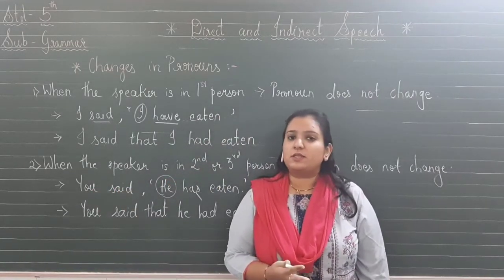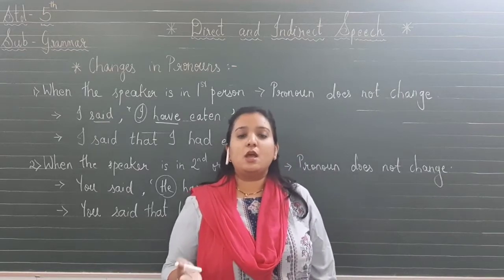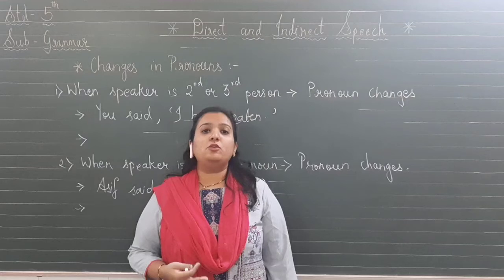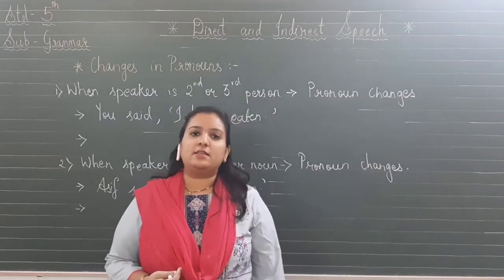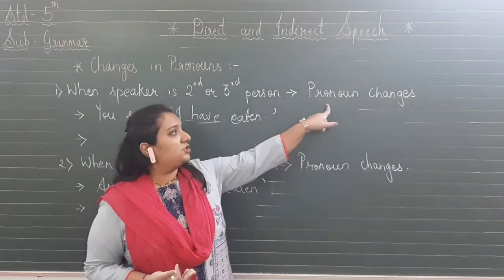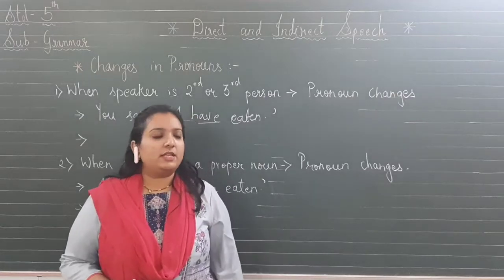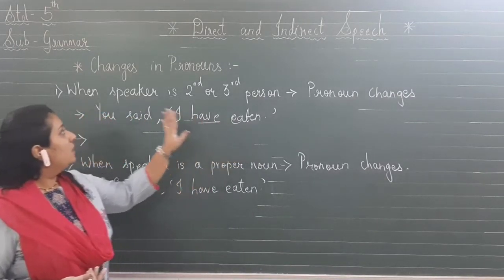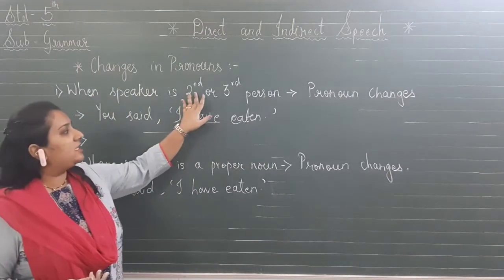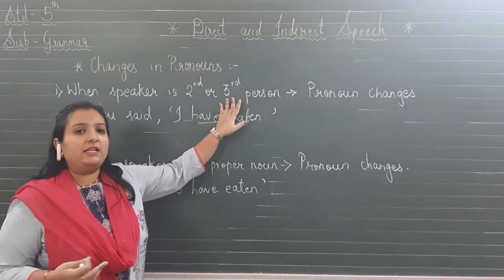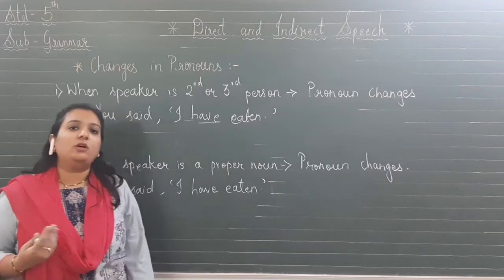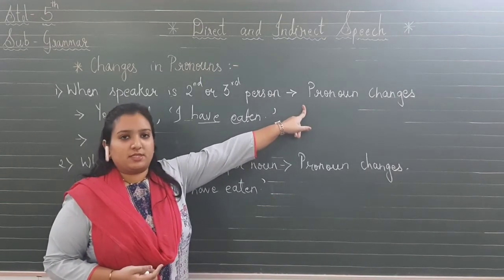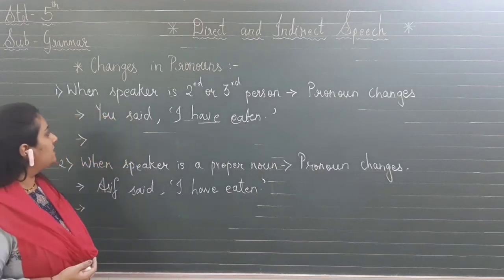So whenever you get a sentence of direct speech, you have to identify first whether the statement is carrying first person, second person or the third person, or the second person or the third person is talking about someone. After learning where to not change the pronoun, here we will see in which situation we can change the pronoun. So let us see the first example. You said I have eaten. Whenever the speaker is in second or the third person and is talking about himself or herself, then in that situation the pronoun changes.